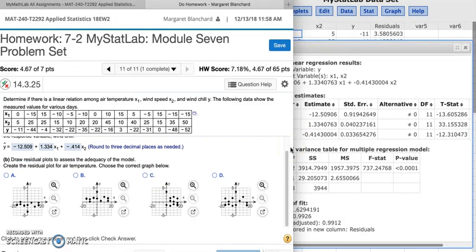Part B, like I was just talking about with the residuals, draw residual plots to assess the adequacy of the model. Create the residual plot for air temperature. Choose the correct graph below. Remember last week, one of the things that we talked about is if your residual plot shows some sort of discernible pattern, that means that your linear model may not be appropriate.